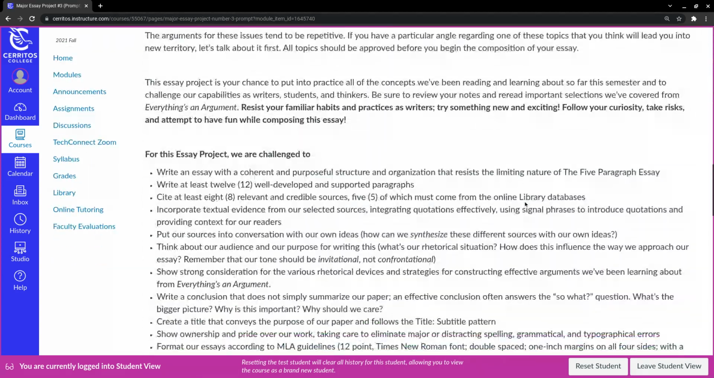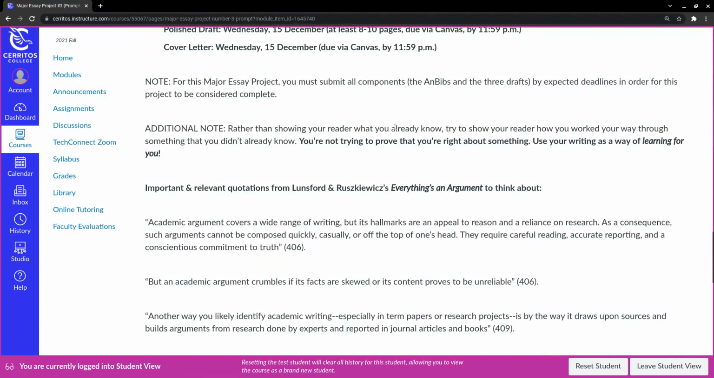And so in order to do that, keep these things in mind. You're not trying to prove that you're right about something. We're less interested in demonstrating what you already know about a topic, and we're more interested in how you're putting this information together to create something new, create new ideas to make this a learning experience for yourself.